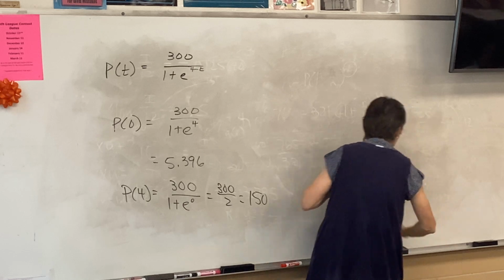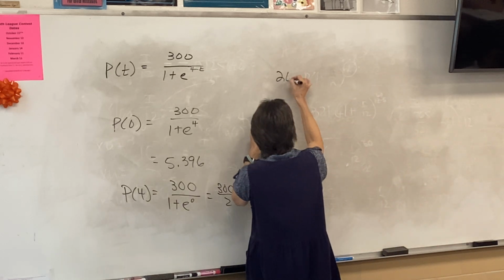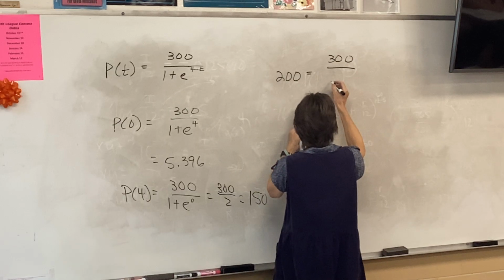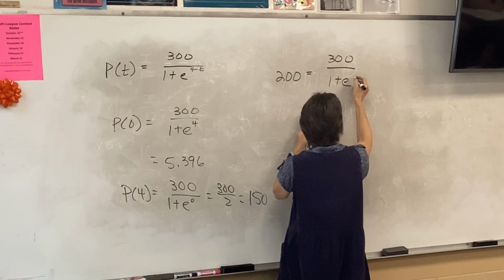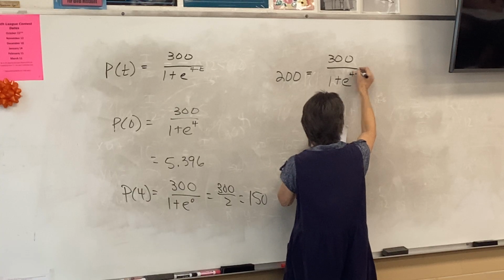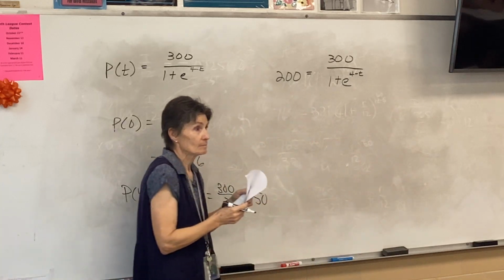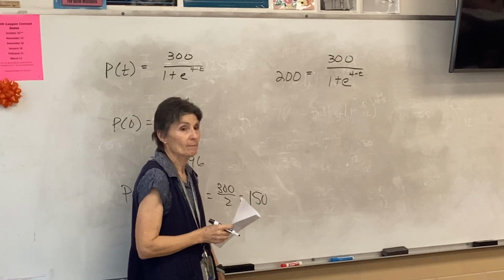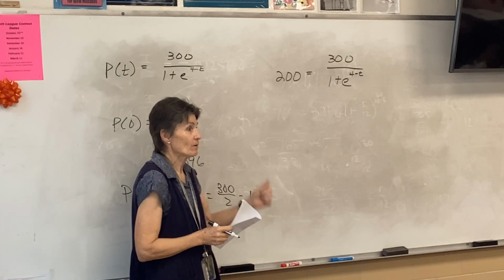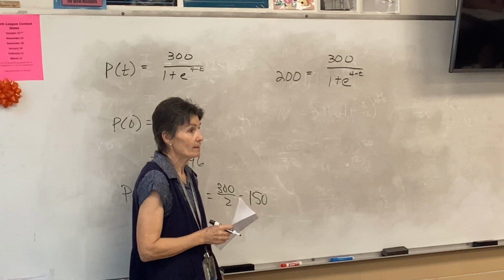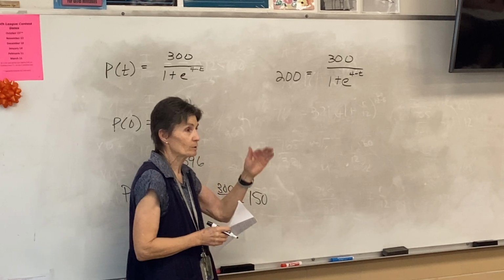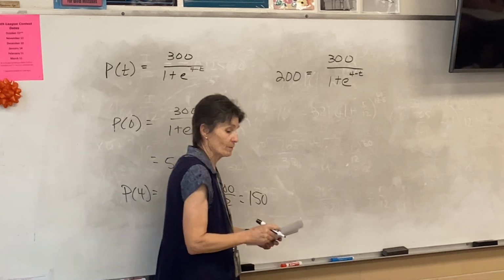Now look what's going to happen, boys and girls. 200 equals 300 over 1 plus e to the 4 minus t. Right? I'm going to need logarithms. Yep. How do I know I'm going to need logarithms? Because my variable is an exponent. Right? My variable is an exponent. But I'm not going to start with logarithms. Oh, no, no, no, no.